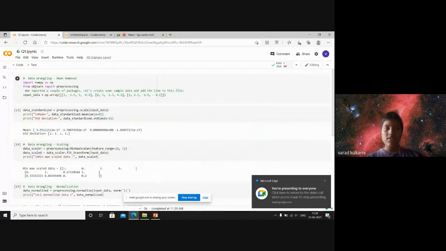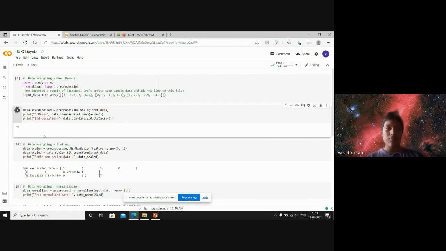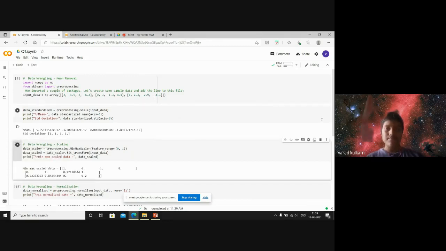Over here, firstly, we import numpy as np and we define an array which contains integer values. In the first process, that is mean removal, we have standardized the data and we call the print function for mean and standard deviation, which gives us certain output as such over here. In the next step, that is data wrangling scaling, the scalar function is called and processed over the given input array and gives output as such.